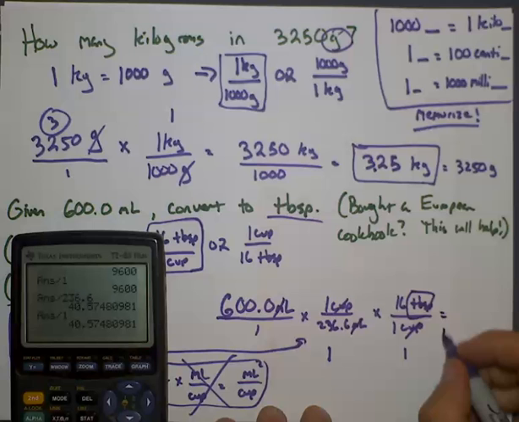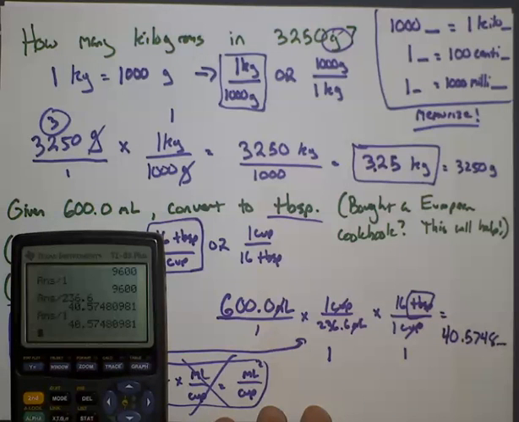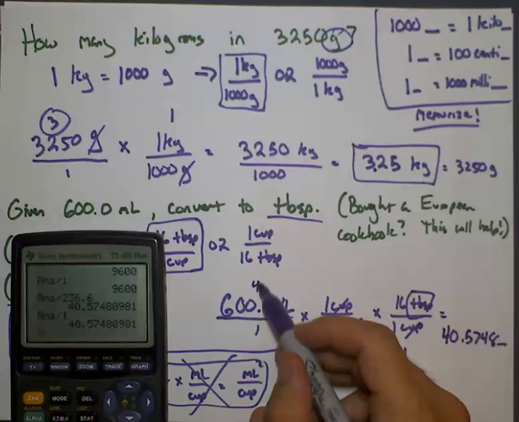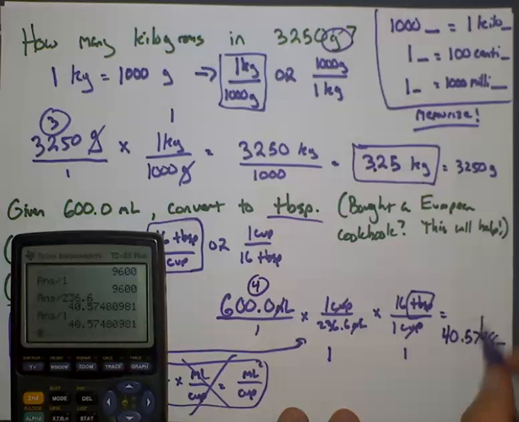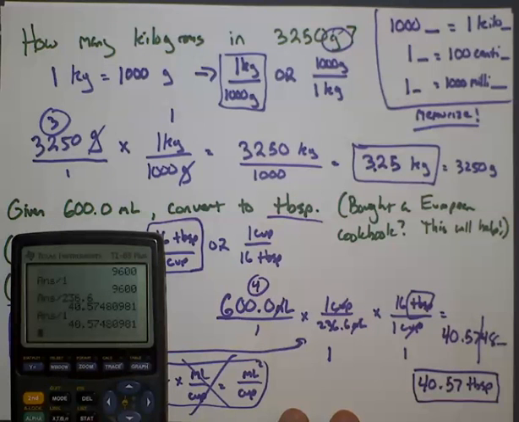number we get, 40.5748, we have 4 sig figs to start, so we round it here, 40.57 tablespoons would be our answer.